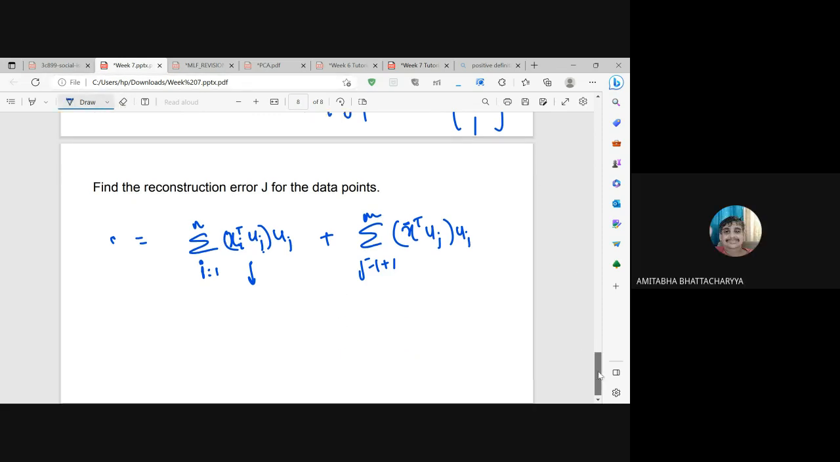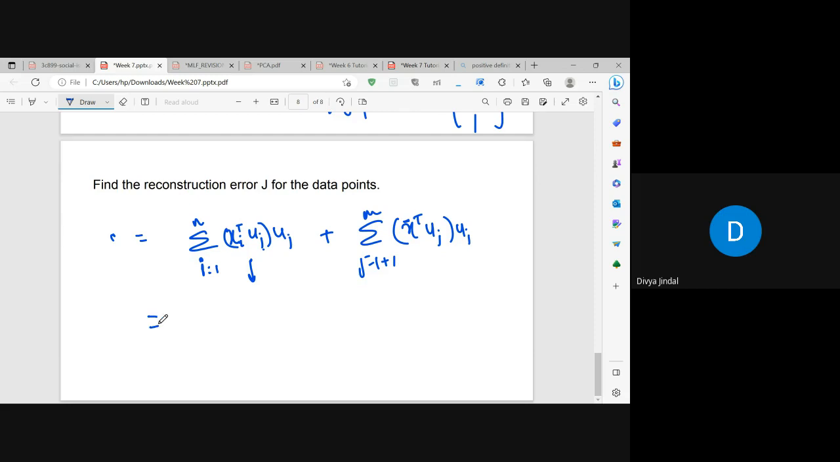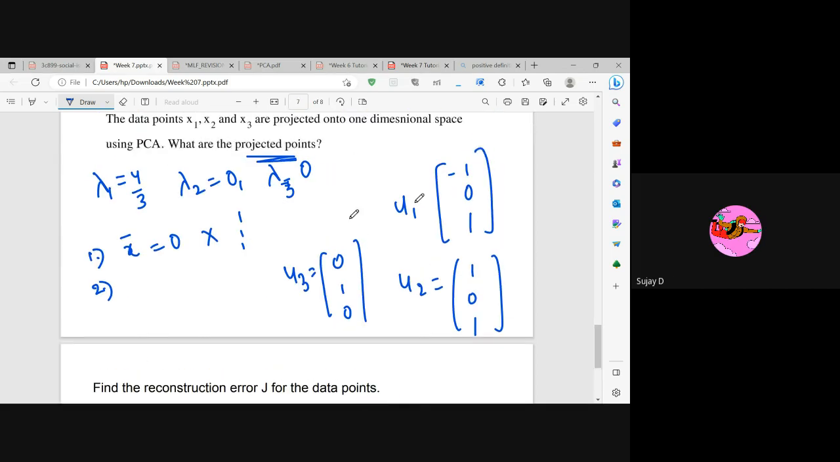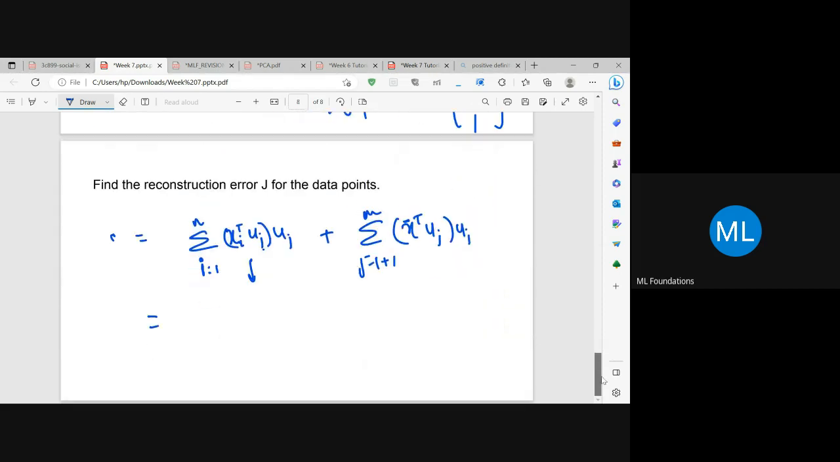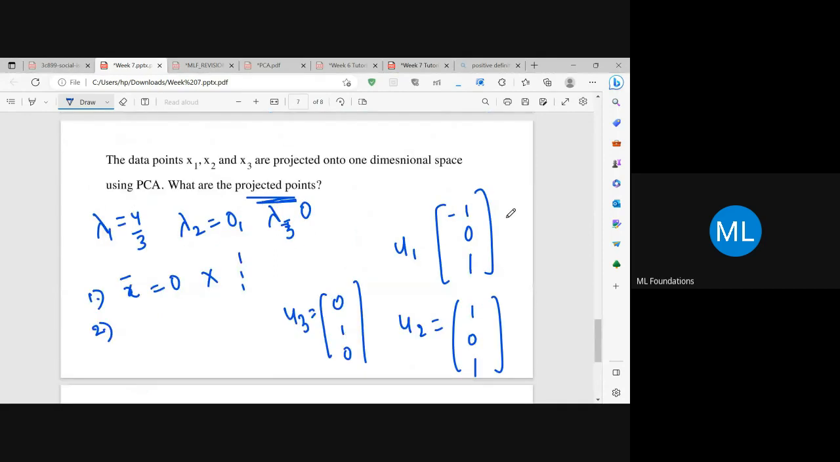I have a basic question. I'm sorry for interrupting. These U1, U2, U3, do we have to make their norm 1? Yes, you have to make that. So in this case, they're not 1, are they? No, sir, they are not 1. The norm should be 1, so you have to make that. Here it should be 1 upon root 2, you can multiply it, and here also 1 upon root 2, and here it is 1.